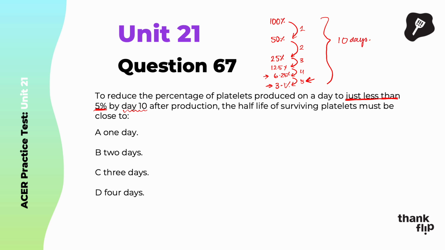It's basically asking, if this occurs over 10 days, then how long is one half-life, right? So if these 5 cycles are happening over 10 days, then how much is happening over one cycle? And the way you figure that out is just 10 days over 5 cycles is equal to 2 days per cycle of halving, right? And that's the definition of a half-life. So you have each half-life being 2 days. So the answer is B.